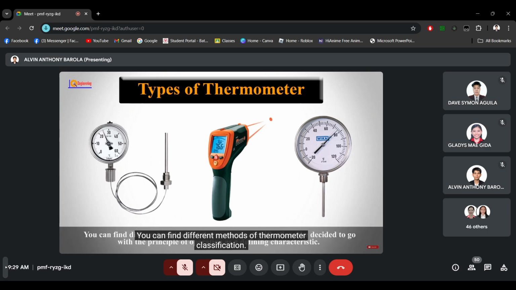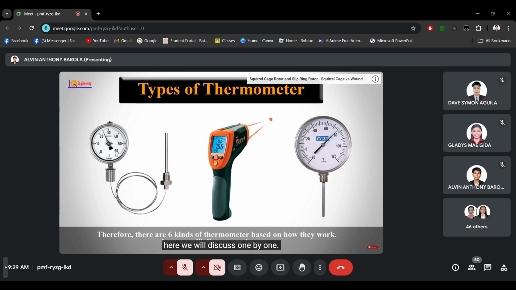You can find different methods of thermometer classification. We decided to go with the principle of operation as a defining characteristic. Therefore, there are 6 kinds of thermometer based on how they work. Here we will discuss them one by one.